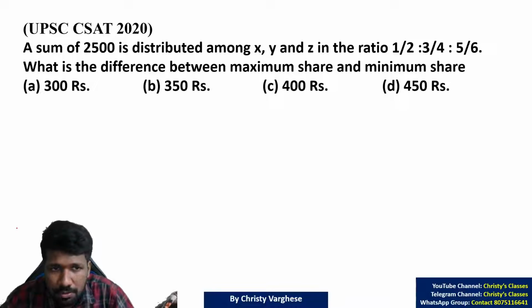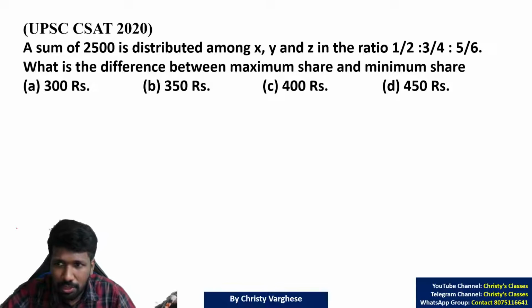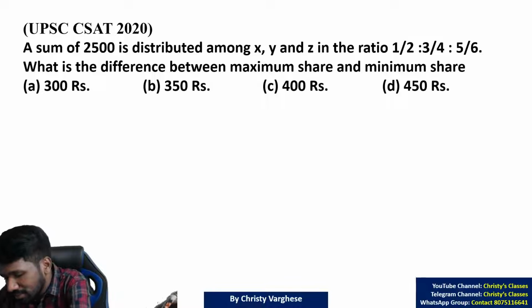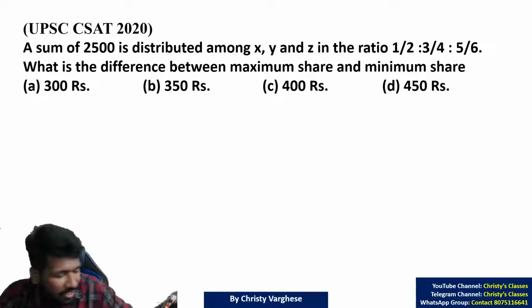A sum of 2500 rupees is distributed among X, Y, Z in the ratio 1 by 2 is to 3 by 4 is to 5 by 6. What is the difference between maximum share and minimum share? So 1 by 2 is to 3 by 4 is to 5 by 6. That is not a neat fraction. So let us try to make it neat.